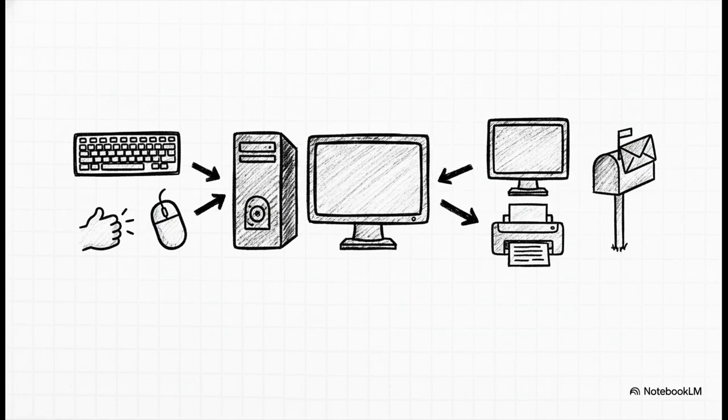So let's talk about that input/output system, or I/O. Just think of it as the way the computer talks to the outside world. Input is you talking to it, say with a keyboard or a mouse. You're knocking on the front door. Output is the computer talking back to you through the monitor or a printer. That's the letter in the mailbox.